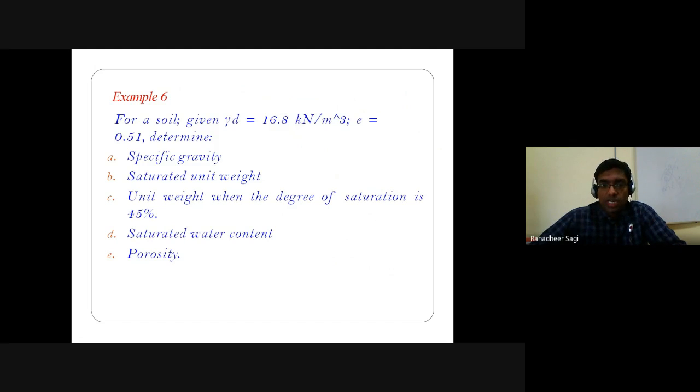What is saturated water content? It's nothing but the water content that exists in the soil when the soil is fully saturated. And the next is the porosity value.